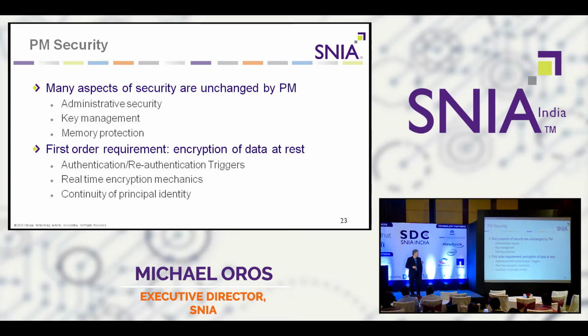So some of the things to think about are really the authentication, re-authentication triggers, real-time encryption mechanism. Do you actually build onto your DIMM device an encryption assist or other hardware-based encryption mechanisms for your persistent memory DIMM? And I touched earlier on the continuity of the principal identity. That's the concept of, I put data on the DIMM, it moves to a different location now. How do I tell the new system that I am the owner of that?